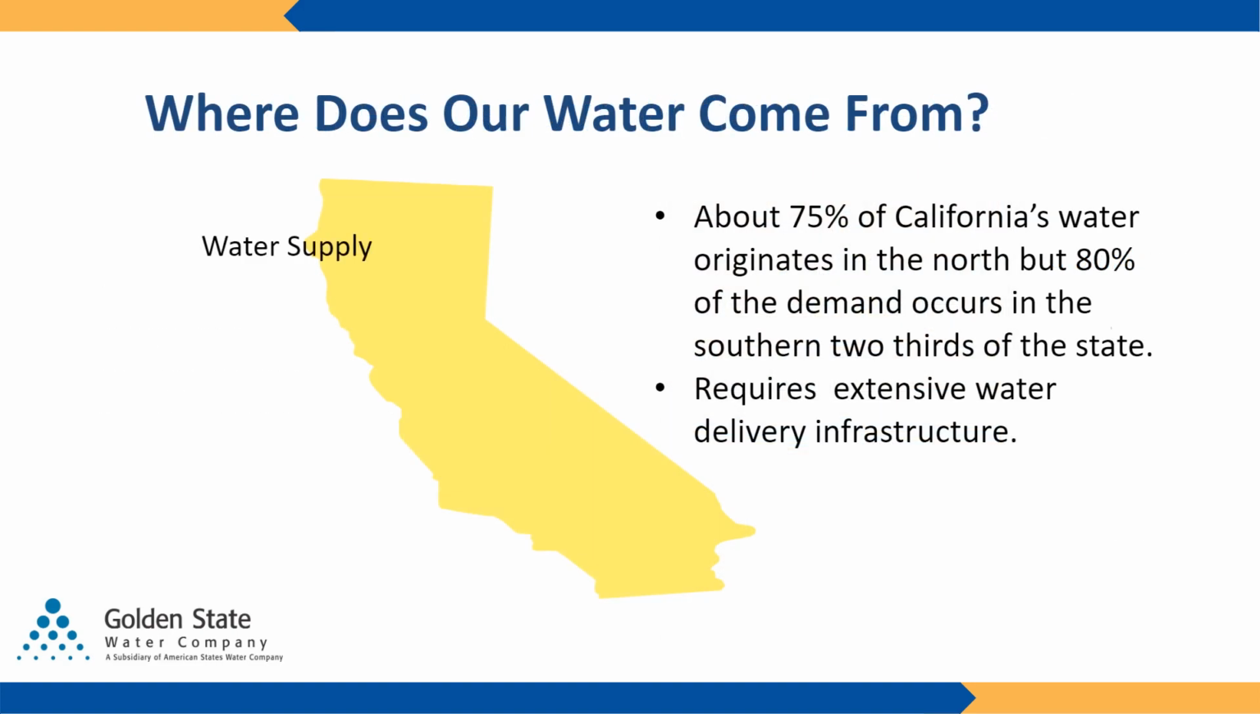About 75% of the available water for California originates in Northern California, but 80% of the demand occurs in the southern two-thirds of the state. As a result, California has built a water delivery infrastructure that is likely the most extensive anywhere in the world.